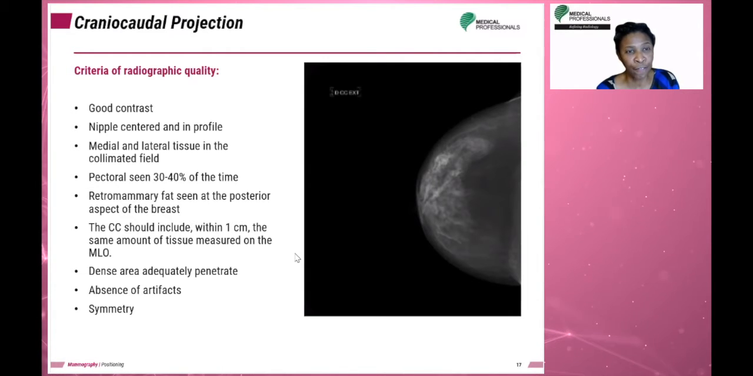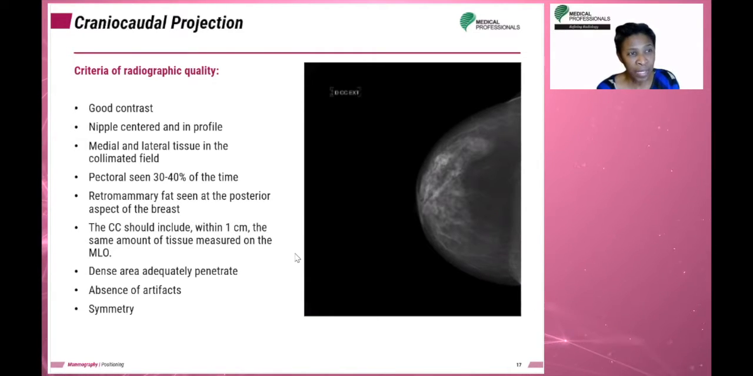So you need to get the full medial and lateral tissue within the collimated field. If at the lateral aspect of the collimated field you're not seeing the retromammary space, then you know breast tissue extends back into the posterior portion of the breast. That's possibly missed on the CC, so you may need to do an additional projection. That would be the XCCL, which I will describe later.